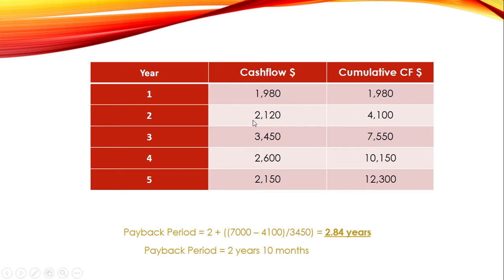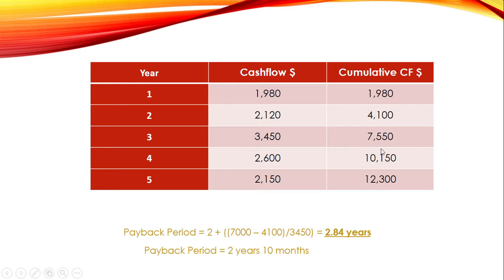In year two, the cash flow we receive is 2,120. The cumulative cash flow is equal to the year one cash flow plus the year two cash flow, which becomes 4,100. In year three, we are expected to receive $3,450. So the cumulative cash flow becomes year one plus year two plus year three cash flows.